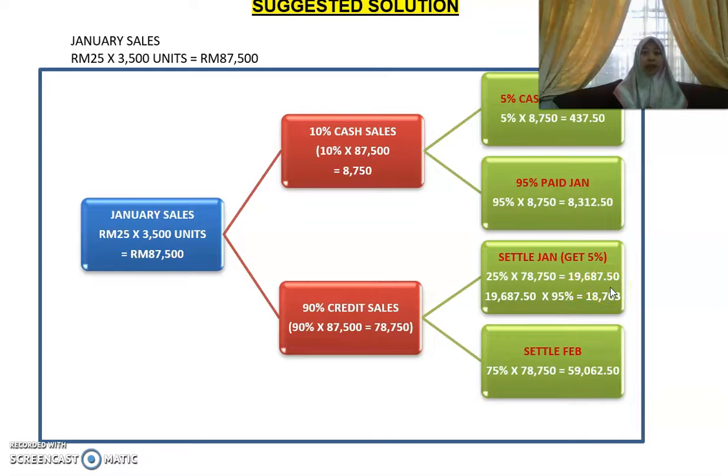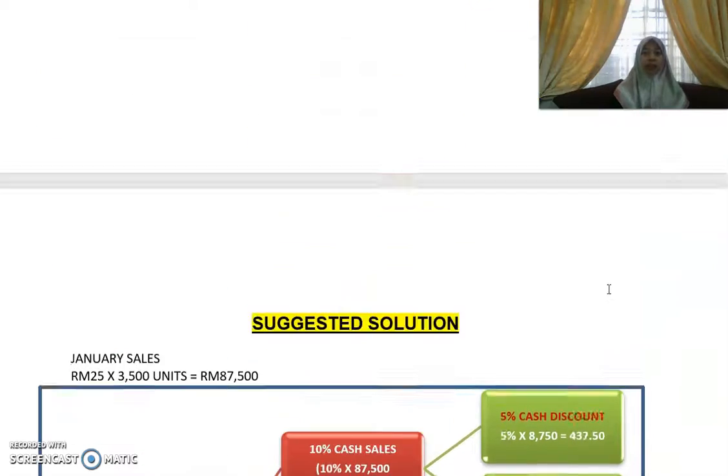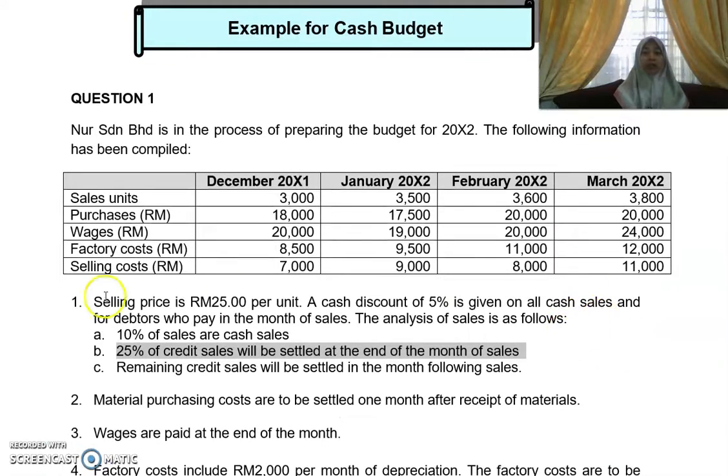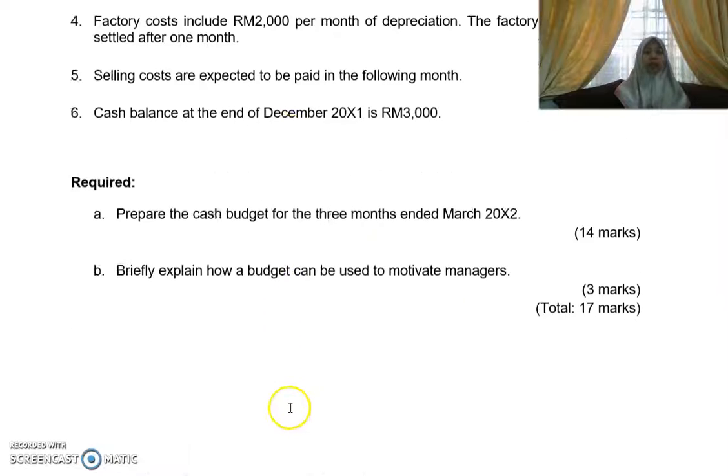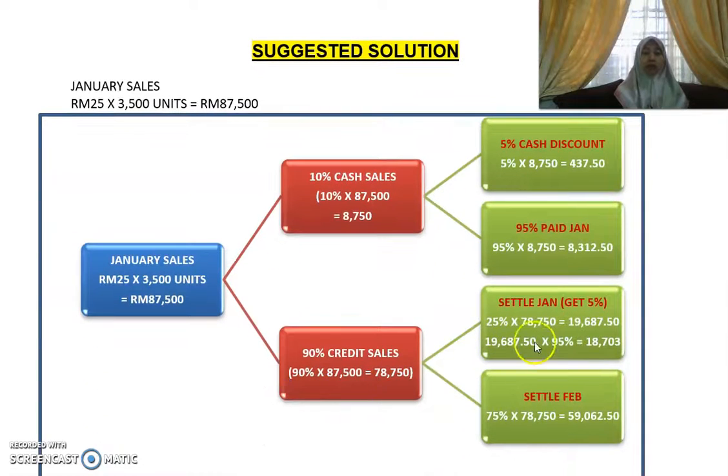19,687.5. And in the question, it is given that the cash discount is also given for debtors who pay in the month of sales. So for January sales, you will give a 5% cash discount as well. The remaining 95% only will be your credit sales that you will get in the same month. 95% times this amount, you will get 18,703. That's the amount that will be settled in January.